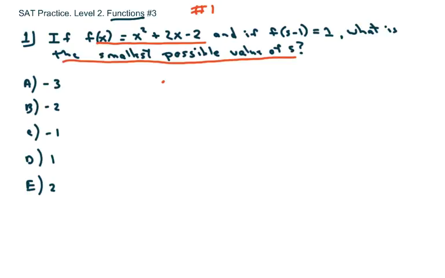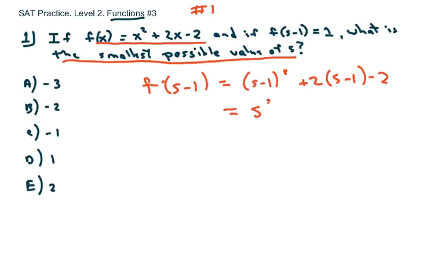f of s minus 1 equals (s minus 1) squared plus 2 times (s minus 1) minus 2, and this yields s squared minus 2s plus 1 plus 2s minus 2 minus 2, which gives you s squared minus 3. Okay?